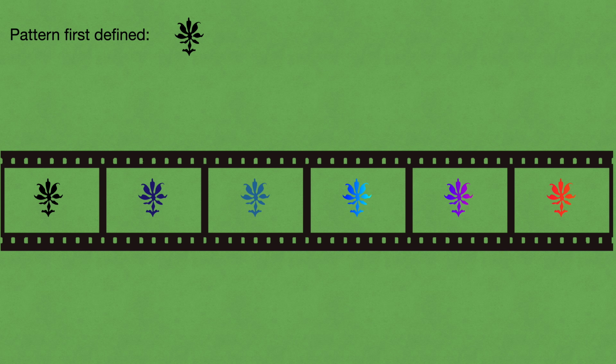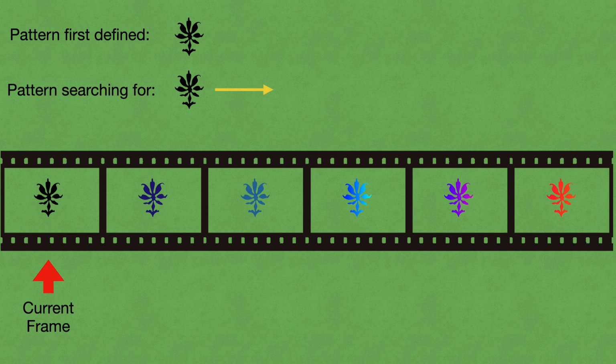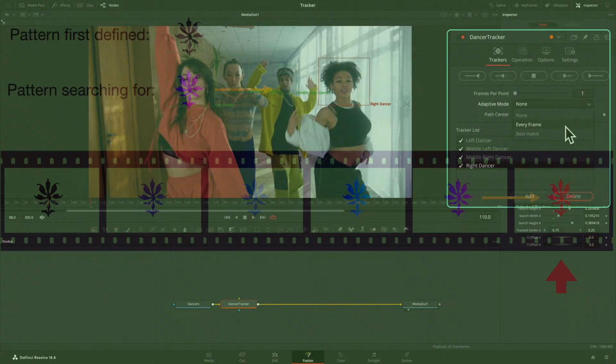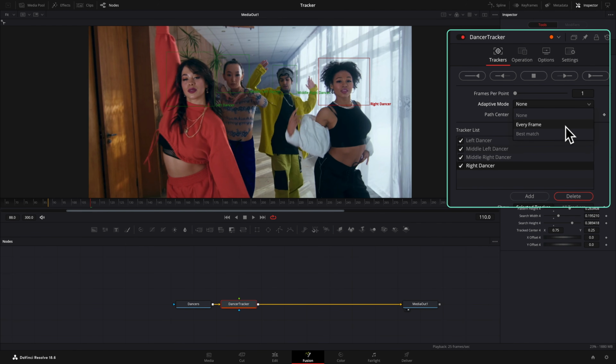When set to Every Frame, the tracker uses the pattern we first defined, and then for each frame it uses the pattern as it appears on that frame and searches for it in the next frame. So the pattern on frame 4 is used to find the pattern on frame 5, and the pattern on frame 5 is used to find the pattern on frame 6, and so on. This is good for tracking a pattern that changes over time. It may become darker or brighter, or it may shift in turn.